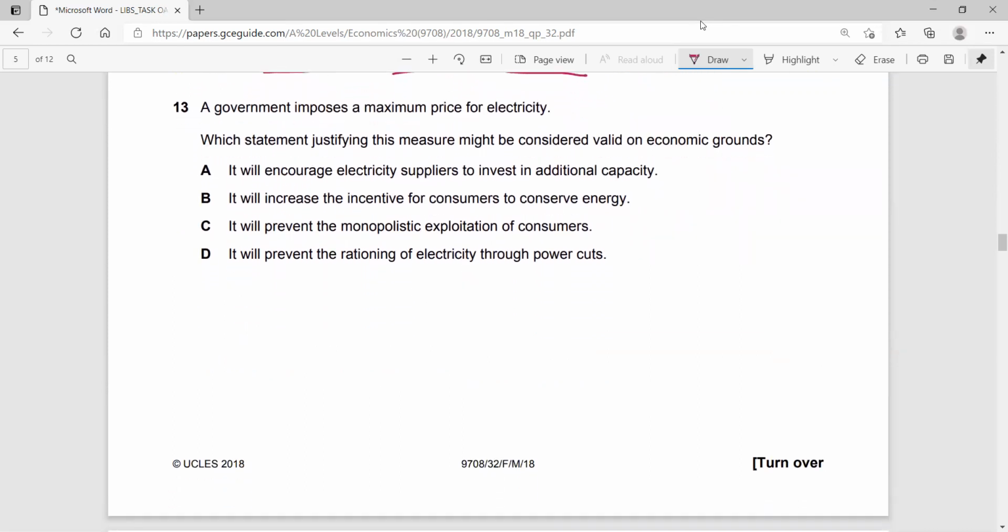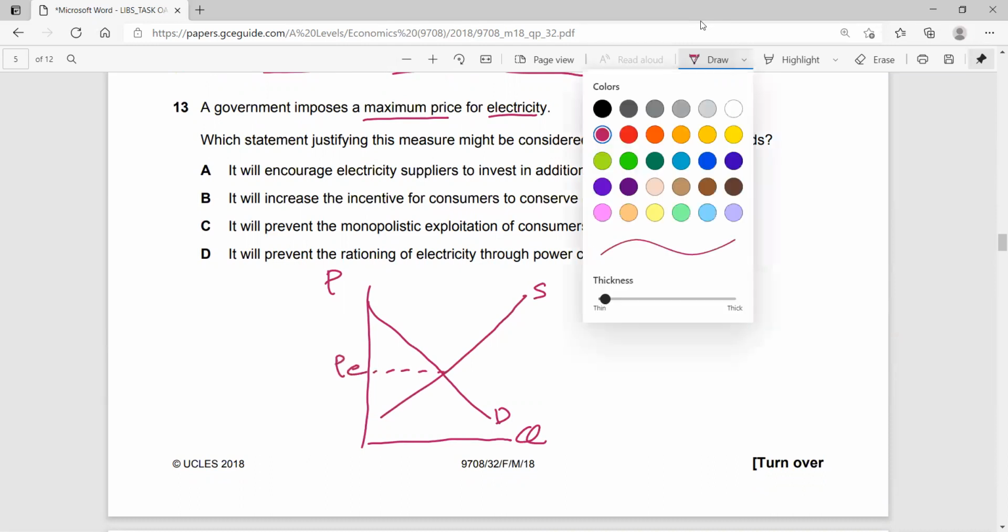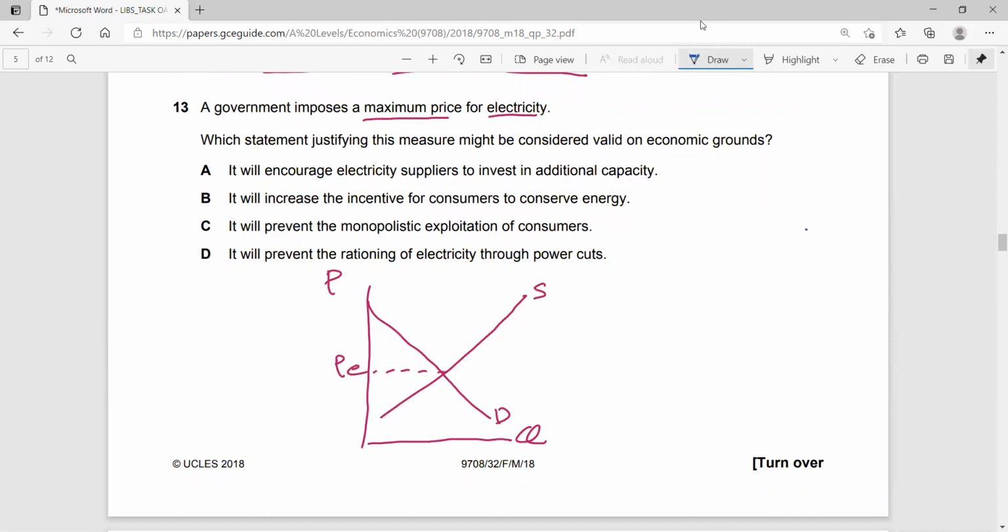A government imposes a maximum price for electricity. So a maximum price, like a price ceiling. Let me just quickly draw the diagram for this. Quantity, price. Here you have your demand, your upward sloping supply. This was the original equilibrium price. Now, in comes the government with the maximum price, which is a price ceiling above which you cannot price. And for it to be effective, you have to impose it below the equilibrium. If you impose it above the equilibrium, there will be no effect. The equilibrium price will still go on. This is your max price. Right, let's call that PM.